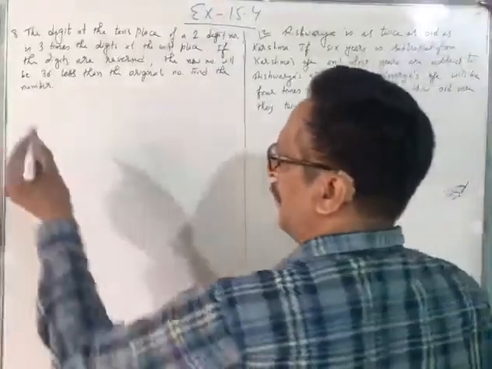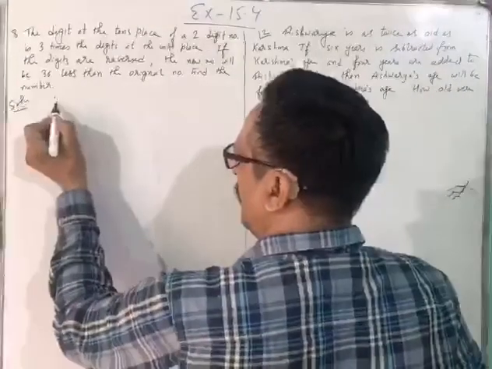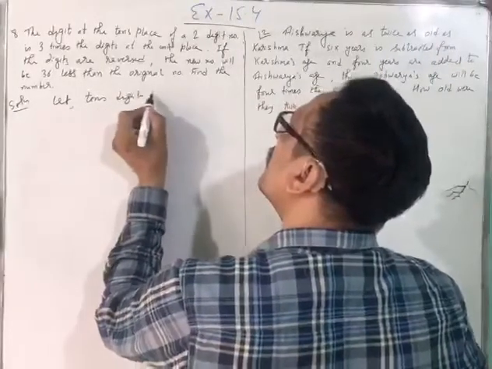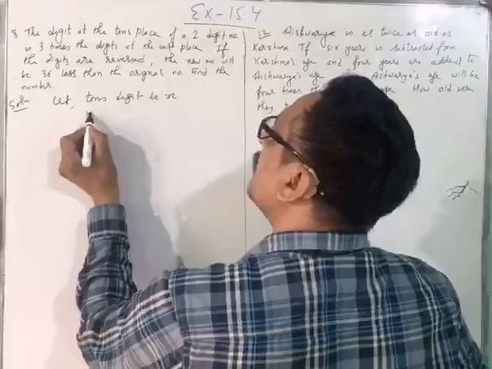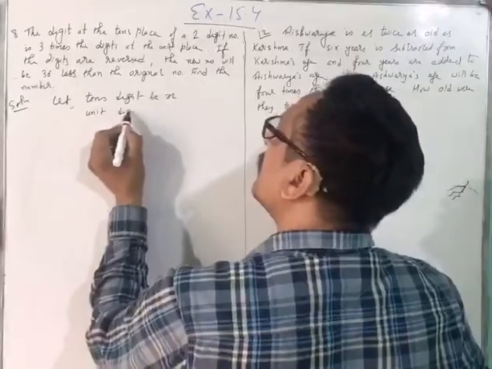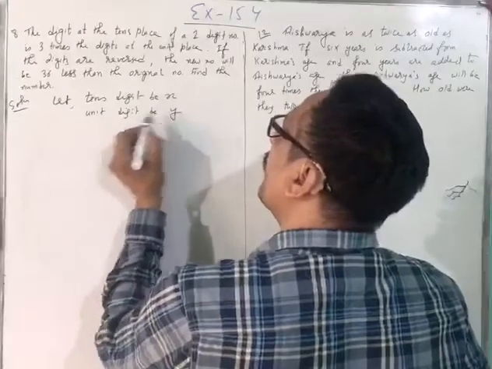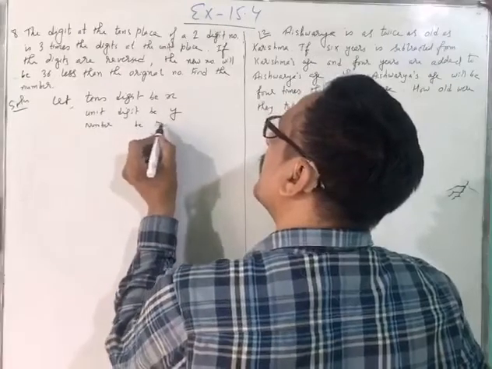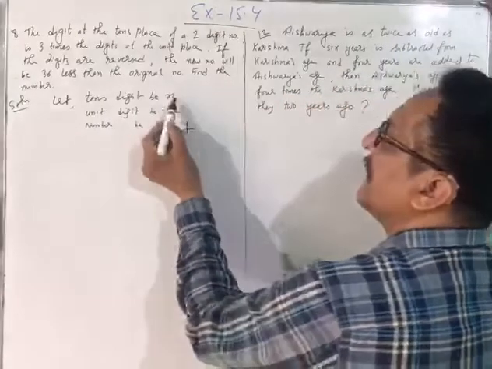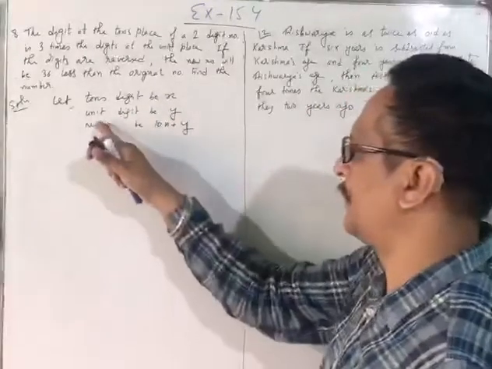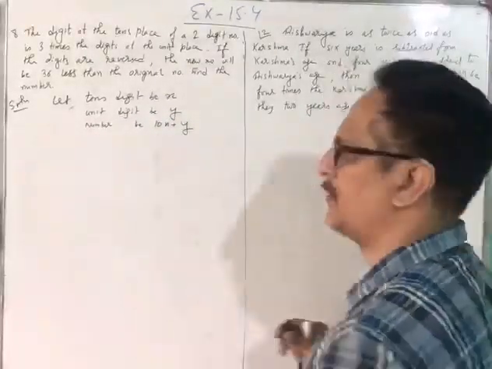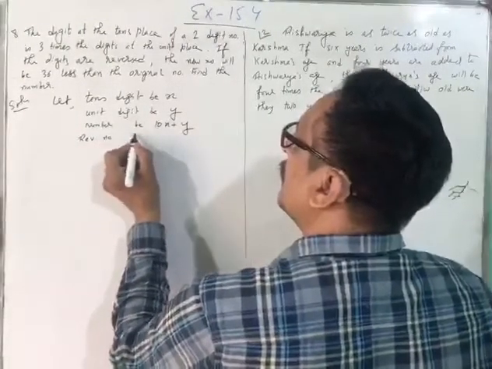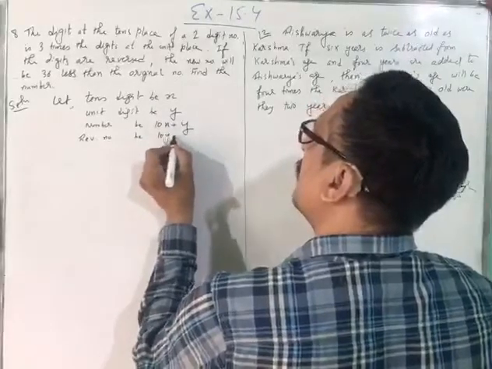Okay. So now, solution. Let the tens digit be x, the unit digit be y. Then the number will be 10x plus y, because x is at the tens place. When you reverse this number, then this will be 10y plus x.